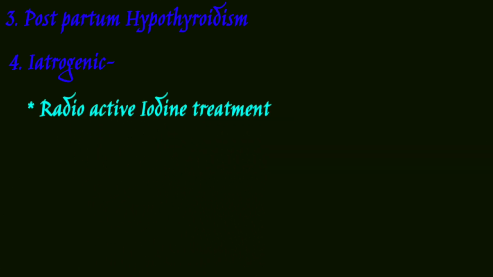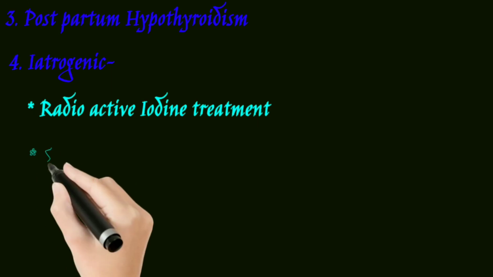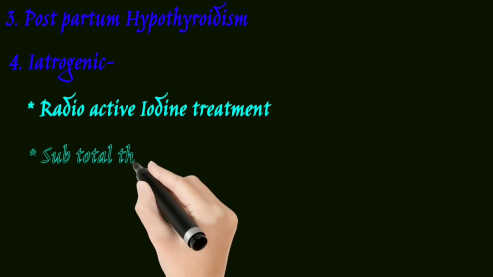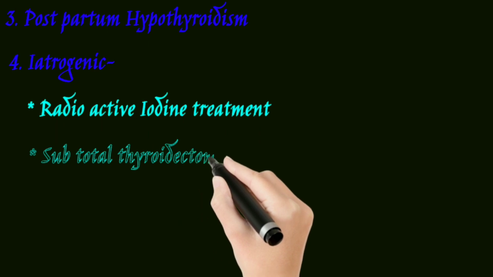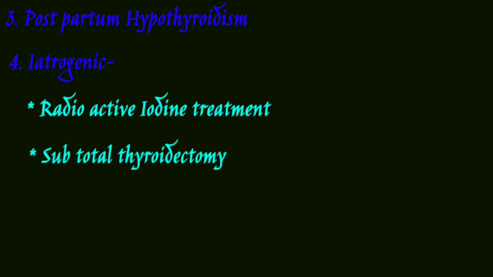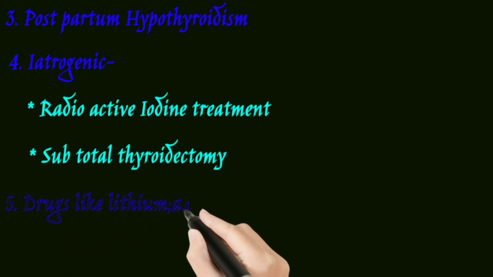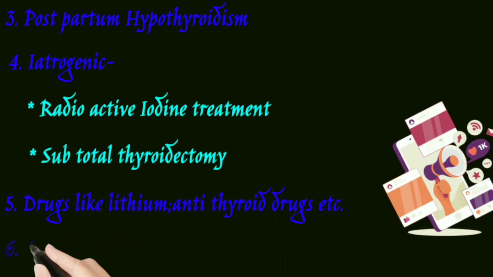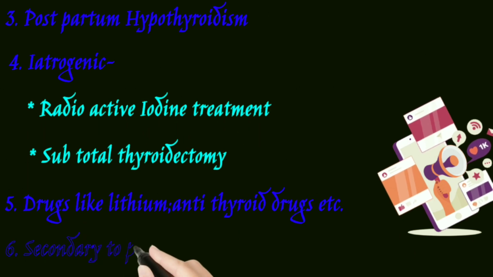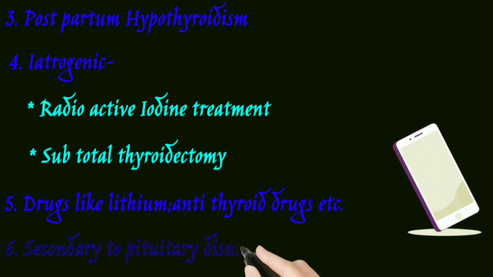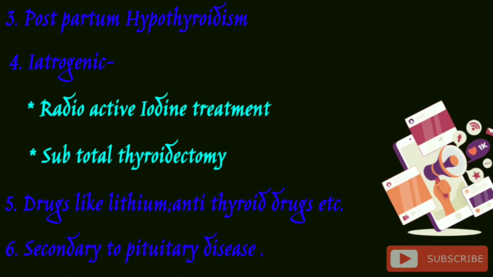Actually, it is used to treat thyroid cancer, subtotal thyroidectomy, clinical treatment done in case of Graves' hyperthyroidism. Number 5, drugs like lithium, antithyroid drugs, etc. Number 6, secondary to pituitary disease, means hypothyroidism occurring due to some pituitary disease.